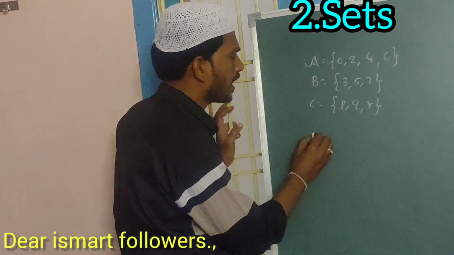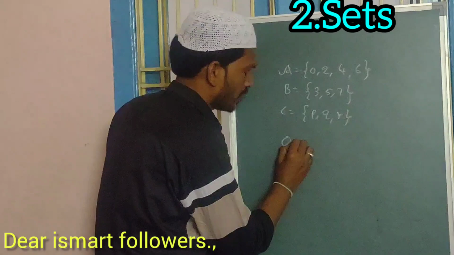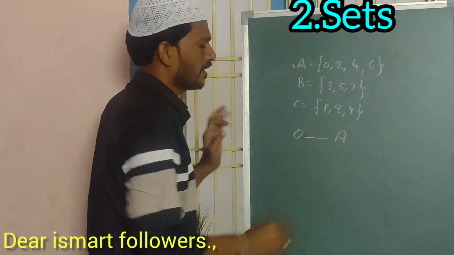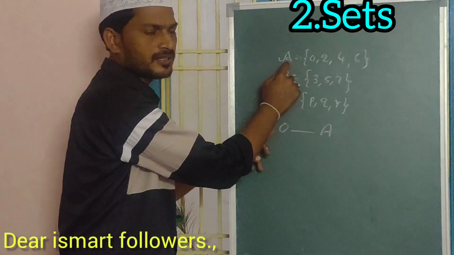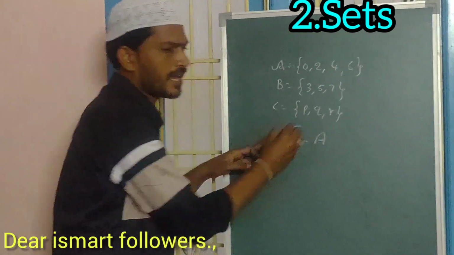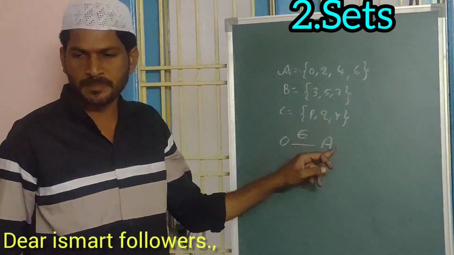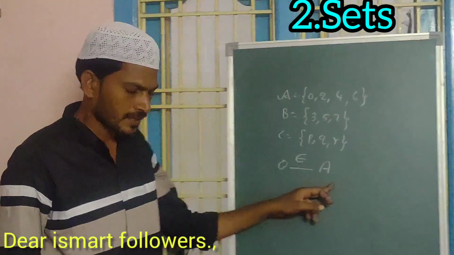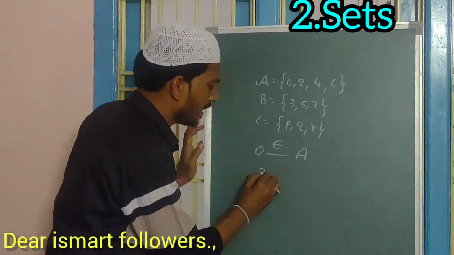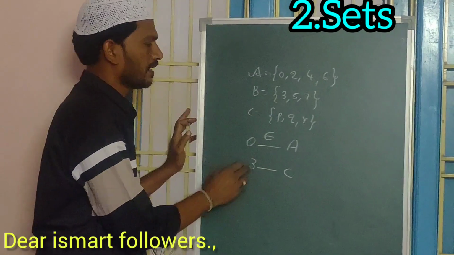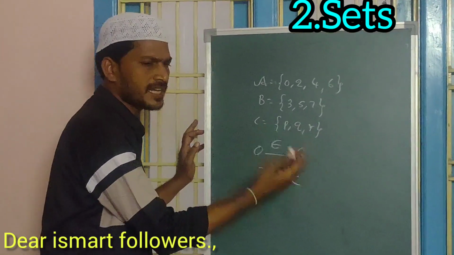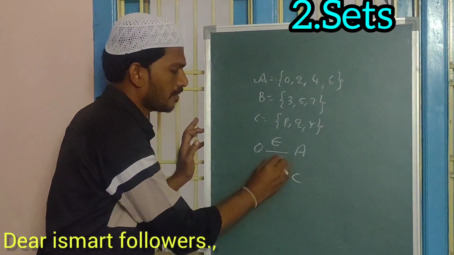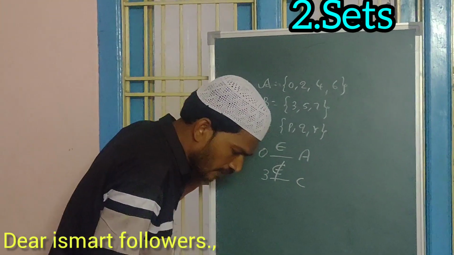What is the first question? 0 dash A. See, 0 is there in A set or not? Yes, sir. That's why 0 belongs to A. मतलब 0 बोलता तो A set में ही बोल, समझ में आया? Next, second one. 3 dash C. Is there 3 in this set? 3 है क्या इसमें? Belongs to, does not belong to? Does not belong.